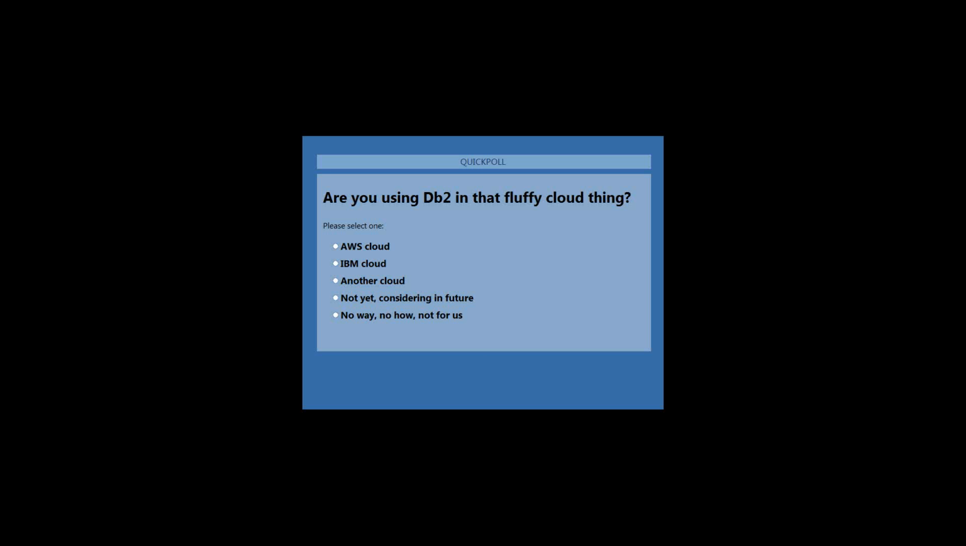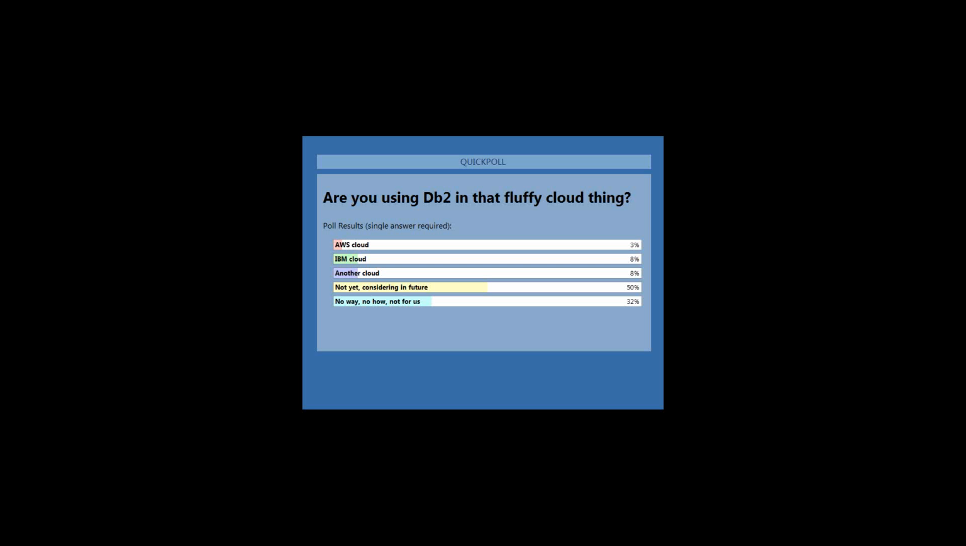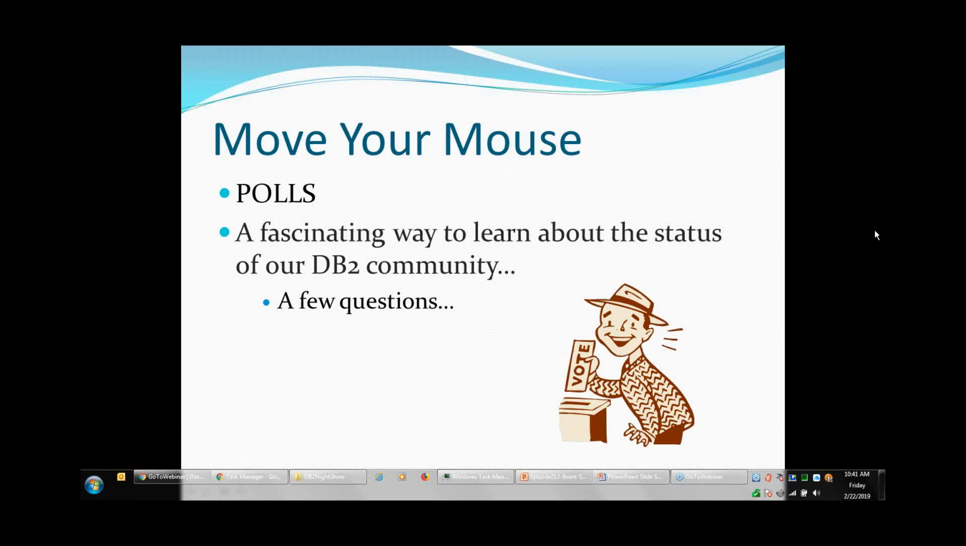Okay. Going once, going twice. Closing the poll. Sharing the results. 3% AWS, 8% IBM, 8% another cloud, 50% thinking about it, and a third say, not our gig. Can we have one more polling question?